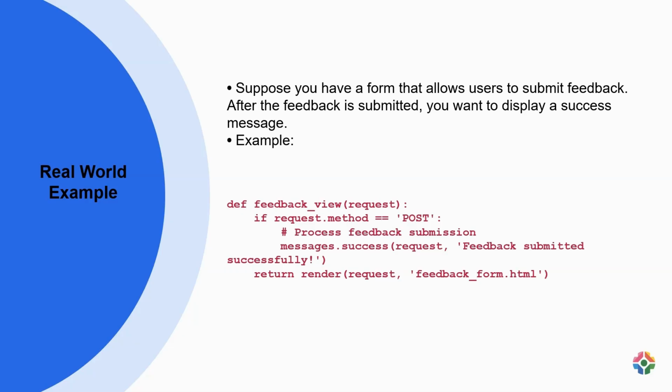2. Ensure to import messages at the top of your views.py file. From django.contrib, import messages. 3. Inside your HTML template, use {% if messages %} and {% for message in messages %} to display the messages. For example, after a user submits feedback in a form, you can notify them by adding 'feedback submitted successfully' as a success message. This will then be displayed to the user when they visit the page containing the feedback form.